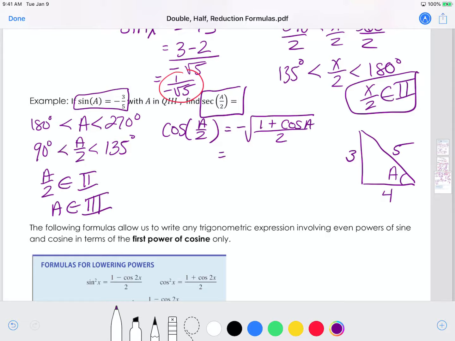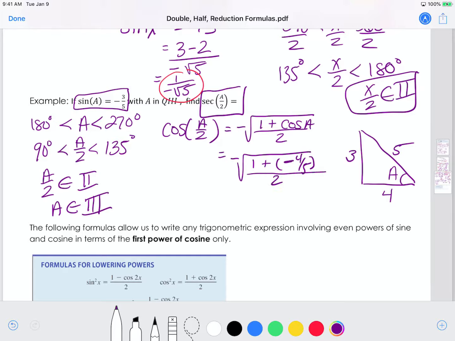So my cosine of angle A is going to be, if I take the adjacent side over the hypotenuse, 4/5, but here's where it gets tricky. Remember, angle A is given to us as in the third quadrant, and cosine is negative in the third quadrant, so I want to make sure I have a negative 4/5 there. And that's all over 2.